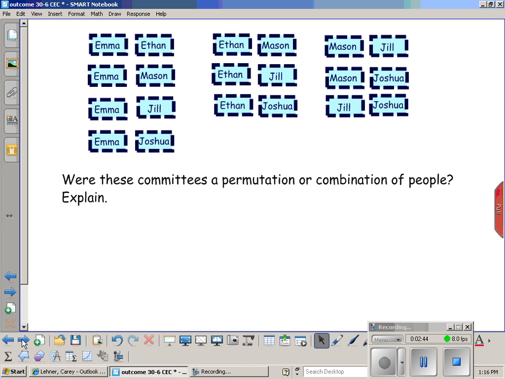Well, each committee is not a permutation because the order in which they are chosen does not matter. What matters is whether each person is chosen or not. Each committee is considered a combination of people. A 2-person committee of Emma and Ethan is the same committee as Ethan and Emma because they both include the same 2 people and both exclude Mason, Jill, and Joshua. So this was a combination.